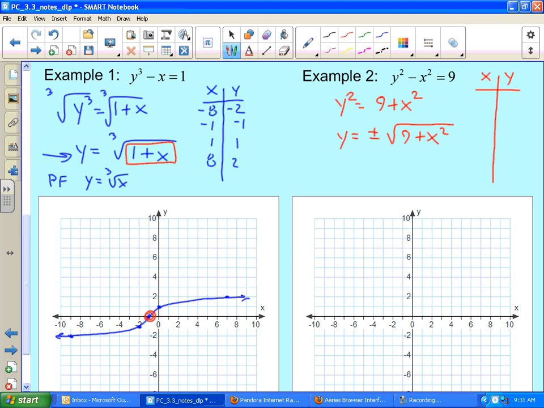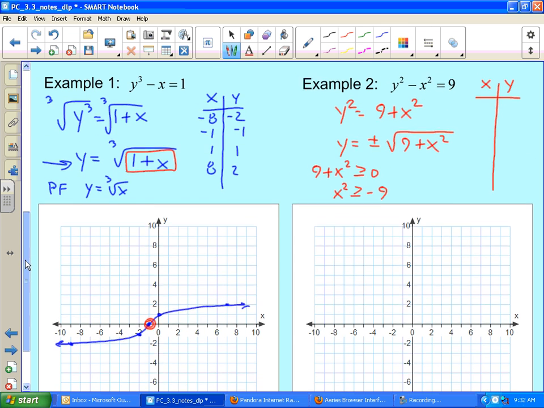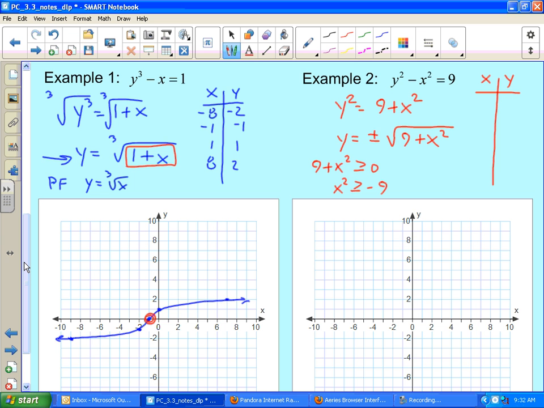I can say, all right, well, what if 9 plus x squared has to be positive, but it has to be that. And I solve for x squared. X squared would be greater than or equal to negative 9. And I solve for zeros. There are no real zeros there. So let's just put in some x's and see what we get.